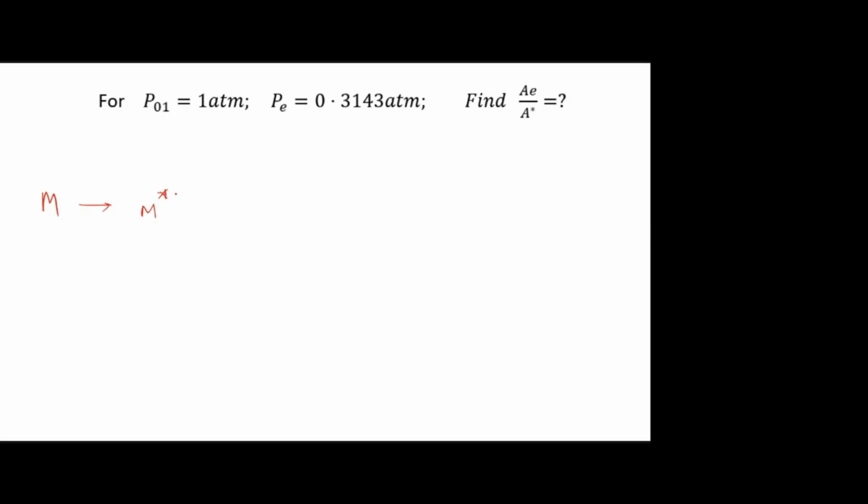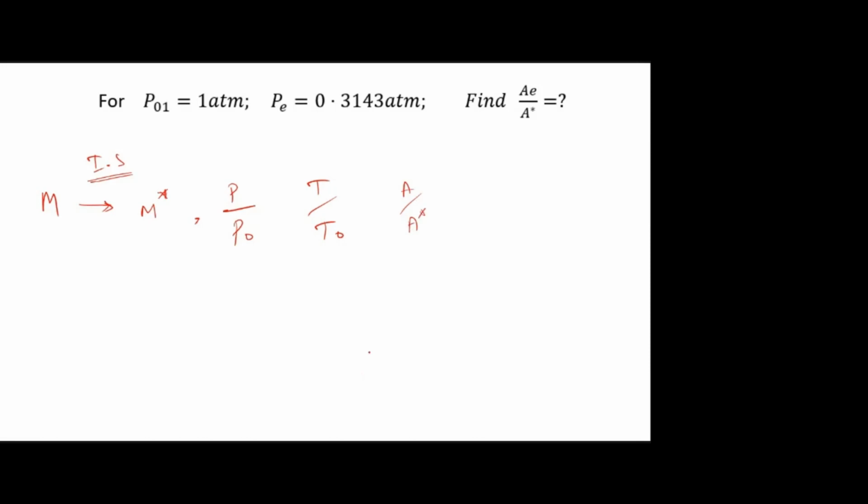First, yes, sir. Then what other thing can you find from the isentropic table? So P by P naught, T by T naught. As I said, A by A star also can be found, right?